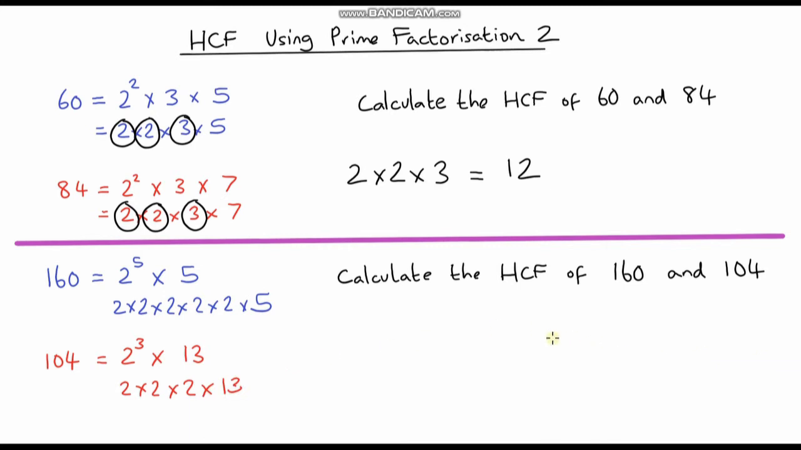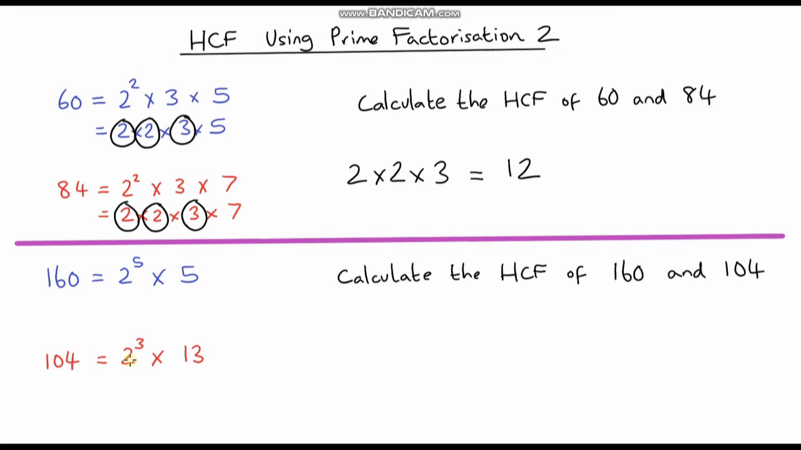So what prime factors do they have in common? Well, they've got a 2 in common. So we can write down 2. They've got another 2 in common. So we can write down 2 times 2. They've got another 2 in common. So we can write down another 2. They don't have anything more in common. We've got some 2s here, but we don't have any more in 104. We've run out. And we've got a 5 here, but we don't have a 5 here. And we've got a 13 here, but we don't have a 13 here. So the highest common factor of these two numbers is 2 times 2 times 2, which is 8.